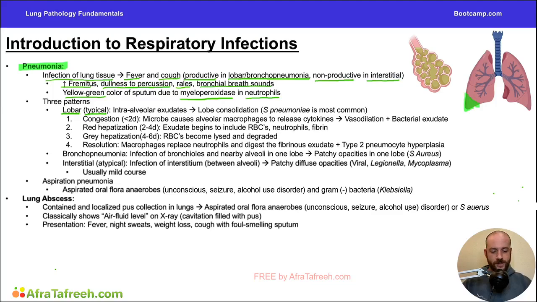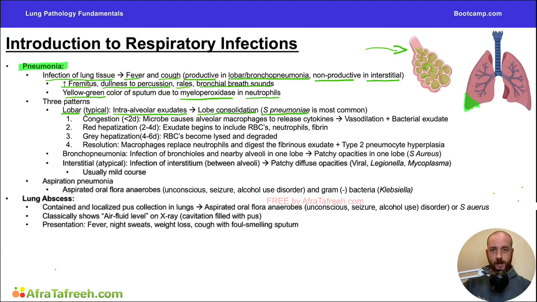And what this infection is going to look like is intra-alveolar exudates, or there's going to be an exudate within the alveoli, like in this picture right here, where we can see the alveoli and all the exudate within them. Most of the alveoli within one lobe of the lung are going to have these intra-alveolar exudates, and that's called lobar consolidation. The most classic microbe that causes lobar pneumonia is Streptococcus pneumoniae.